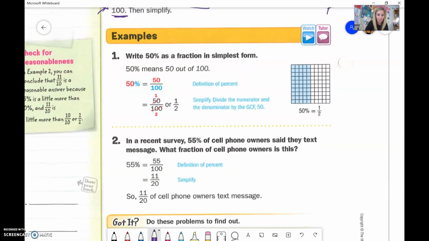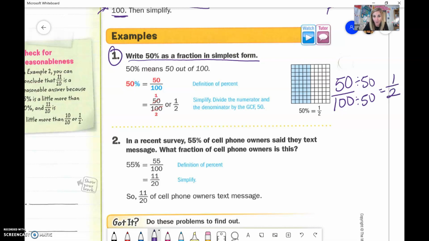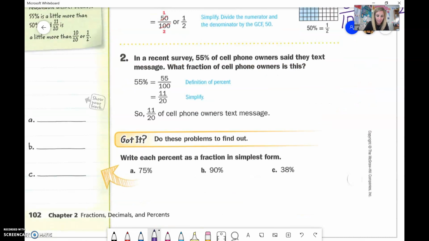We're going to take a look at this example, and then we're going to move on and practice. Write 50% as a fraction in simplest form. So first we're going to write 50% means out of 100. When I see 50 hundredths, I know that I can divide each of these by the greatest common factor of both of those, which is 50, which is going to give me 1/2. Okay, let's do these problems.